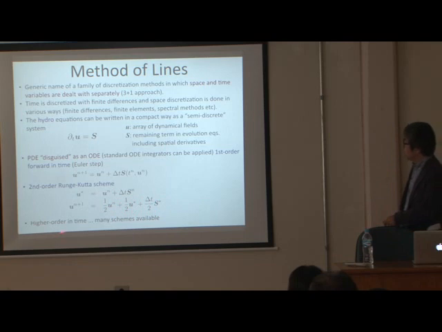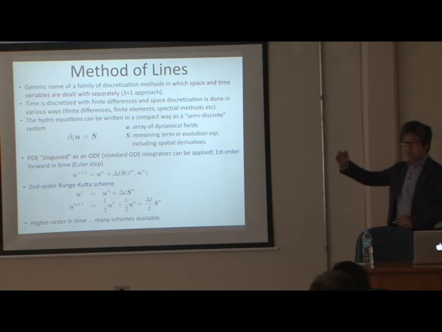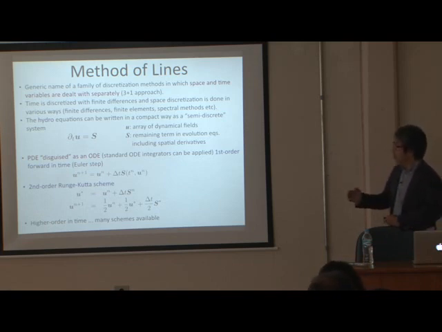So higher order in time includes second order Runge-Kutta, third order, fourth order, fifth order. This increases everything, but increasing the Runge-Kutta scheme order means that we need additional half time steps. So there are many schemes also available in time.